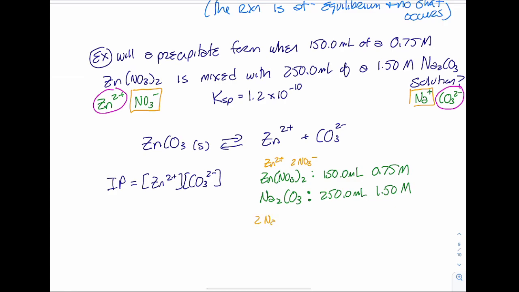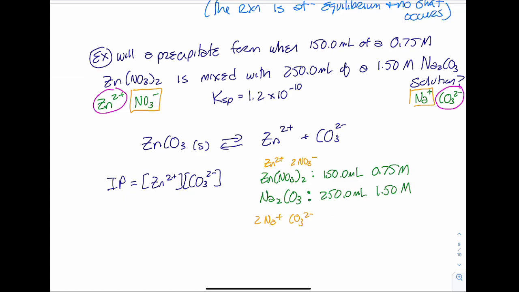Here I have 2 sodium and then I have 1 carbonate. So once I figure out the concentration of sodium carbonate, that is going to be my concentration of carbonate because it's a 1-to-1 ratio. Again, if it was the sodium that we actually cared about, once I figured out this concentration, sodium would be twice that because of that 2. So again, do pay attention to those subscripts. I might have said coefficients a minute ago.